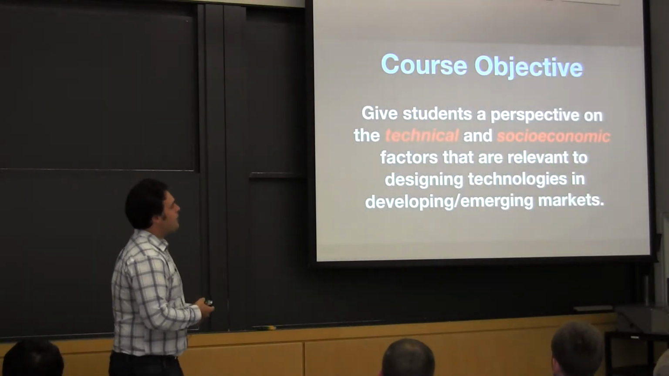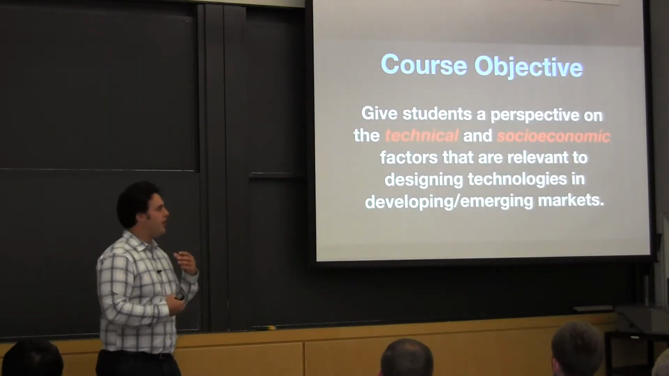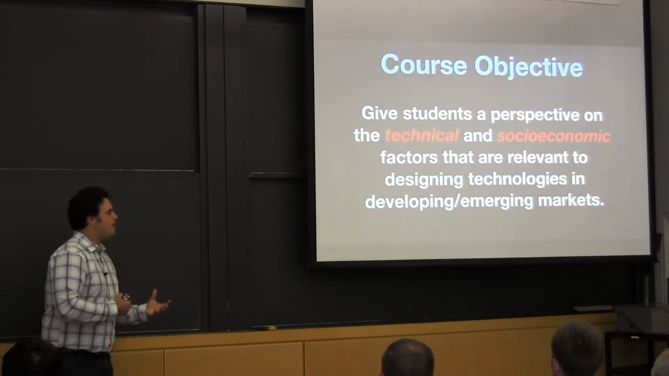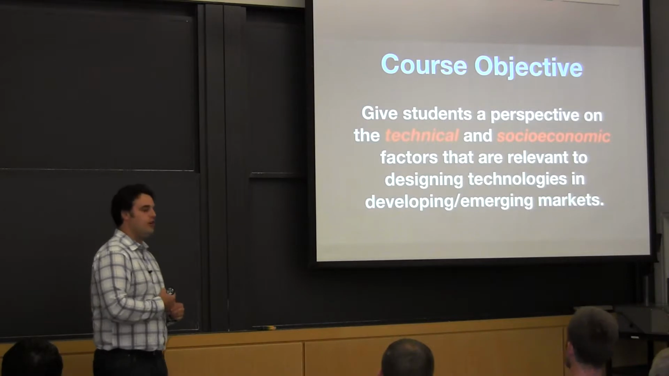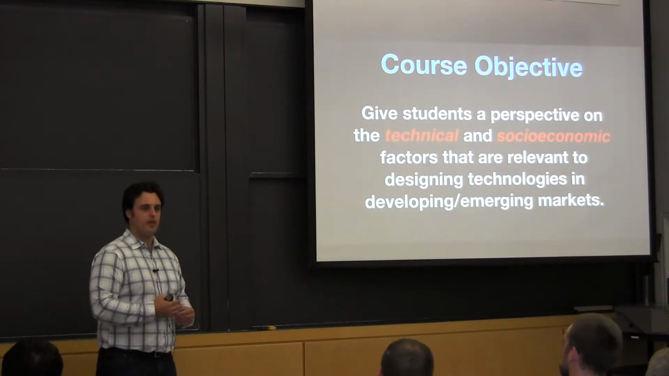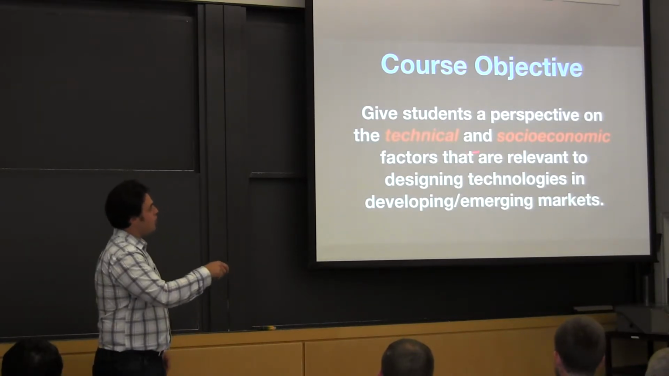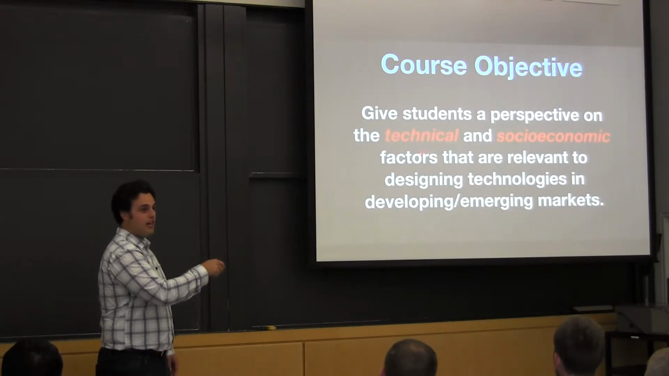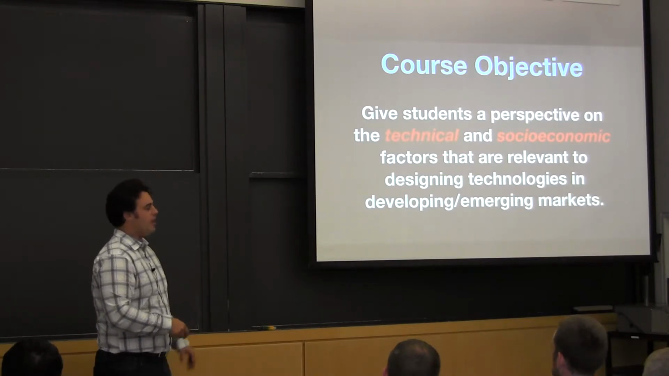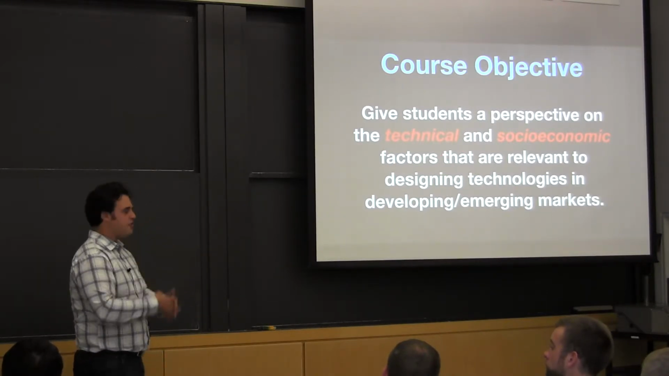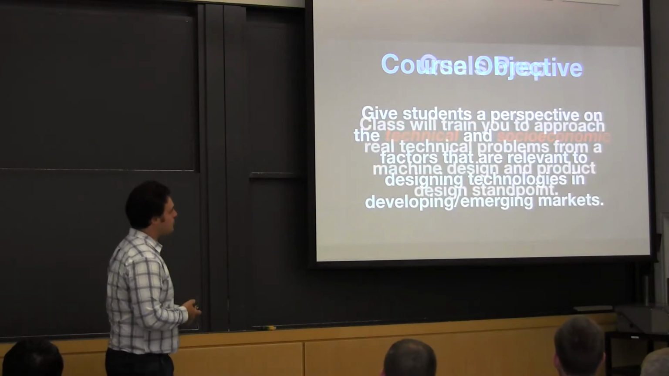So, the objective of the course is I want you guys to have a perspective on the technical and socioeconomic factors that are really important to designing technologies for developing and emerging markets. Like, these factors really affect these factors. And if you guys don't realize that, it's really easy to screw these up and then thus screw this up, right? So I want that interplay, that nice convergence to really be the theme of this course.